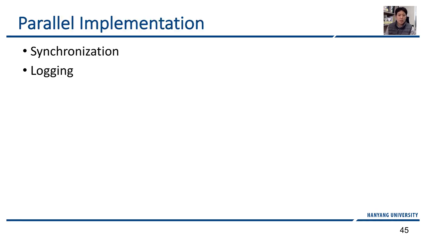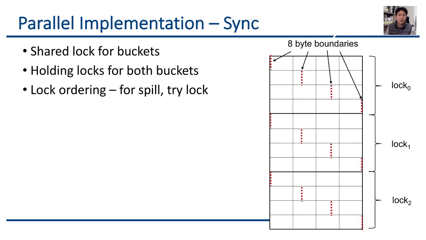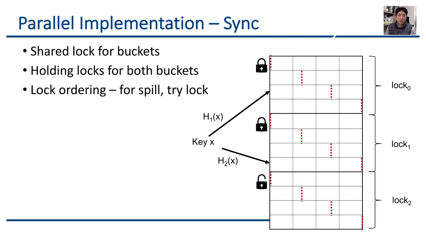So far, I described the sequential AniFilter, and its parallel version is slightly different in these 2 points, synchronization and logging. Parallel version needs synchronization, so we use lock. We assign a single lock to 4 buckets like this. For both insertion and lookup, we hold 2 locks for primary and secondary buckets to prevent deadlock. And we apply lock ordering for holding the 2 locks. For spill buckets, we use try lock, and if we fail to acquire the lock, we give up spilling.